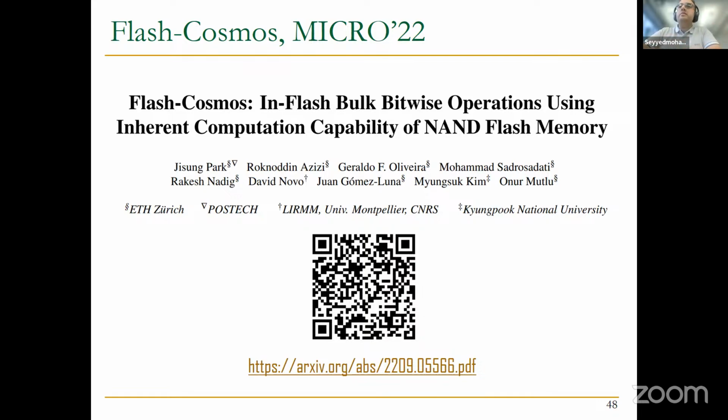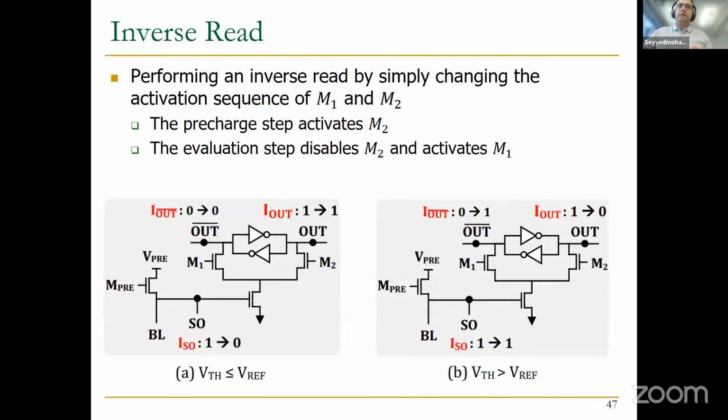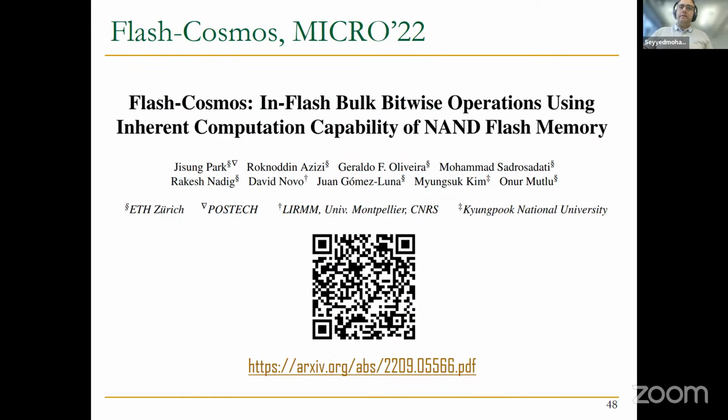And also with this inverse read, we can implement NOT. So in Flash Cosmos, we show how we can do bulk bitwise operations in flash using the inherent computation capability of NAND flash memory. We implement AND, NAND, NOR, XOR, XNOR, and many more different gates as a combination of AND and OR. We will cover this paper in detail in a different lecture, but I just like to give an idea about how we can use this sensing circuitry to implement different logic.